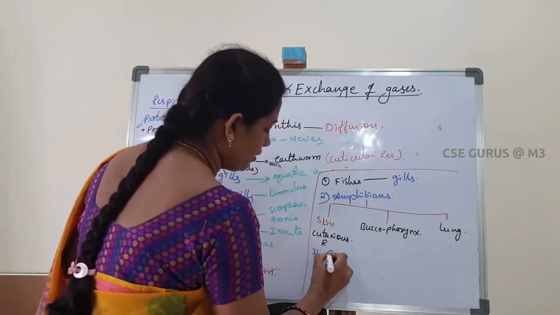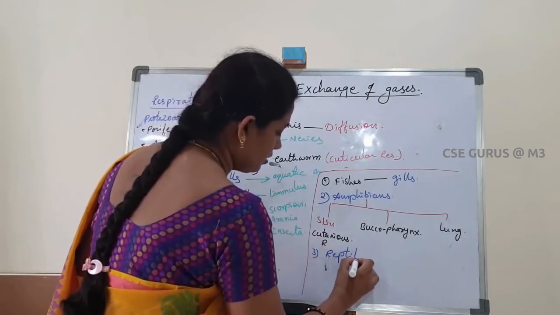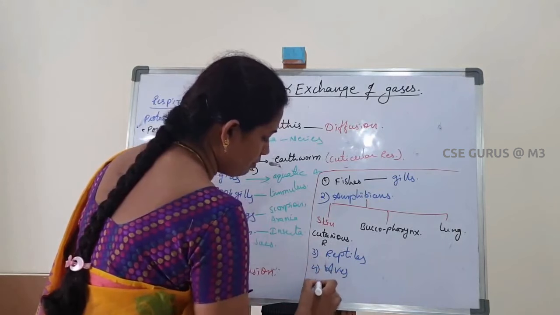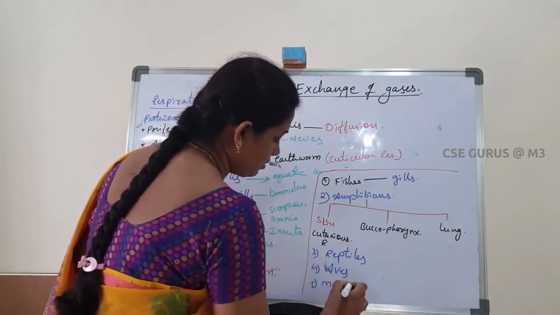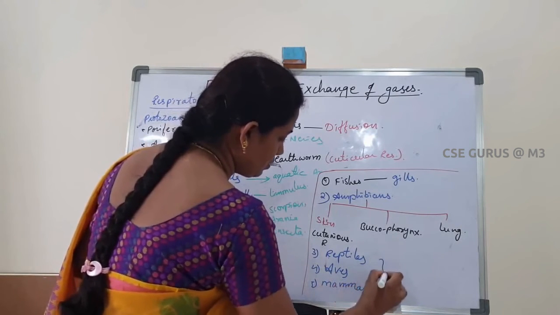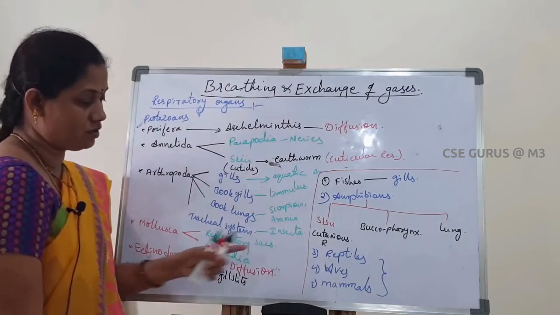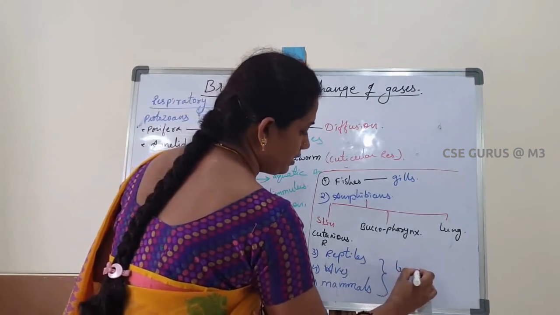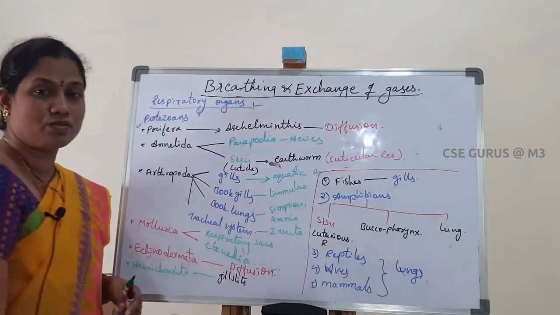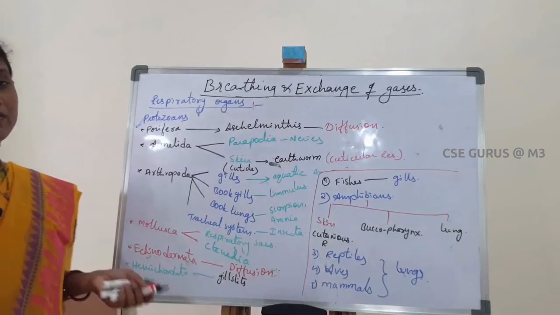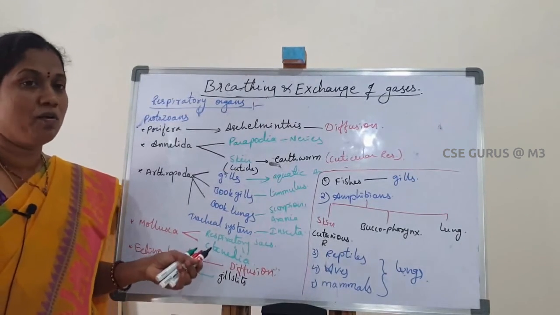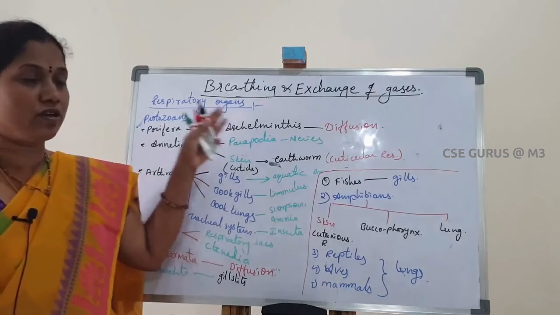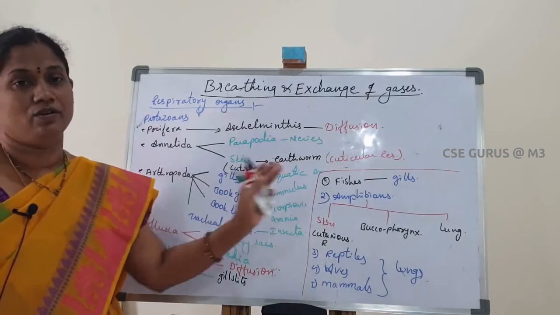Next, after amphibians, reptiles, then aves and mammals. In these organisms, the lungs are present. These are completely terrestrial organisms, so they respire with lungs. That respiration is called pulmonary respiration. So these are the different types of respiratory organs in different organisms.